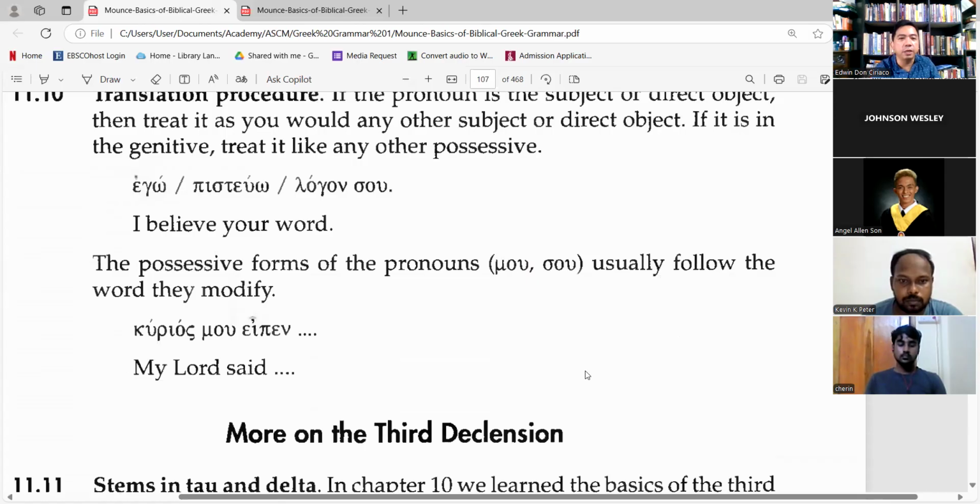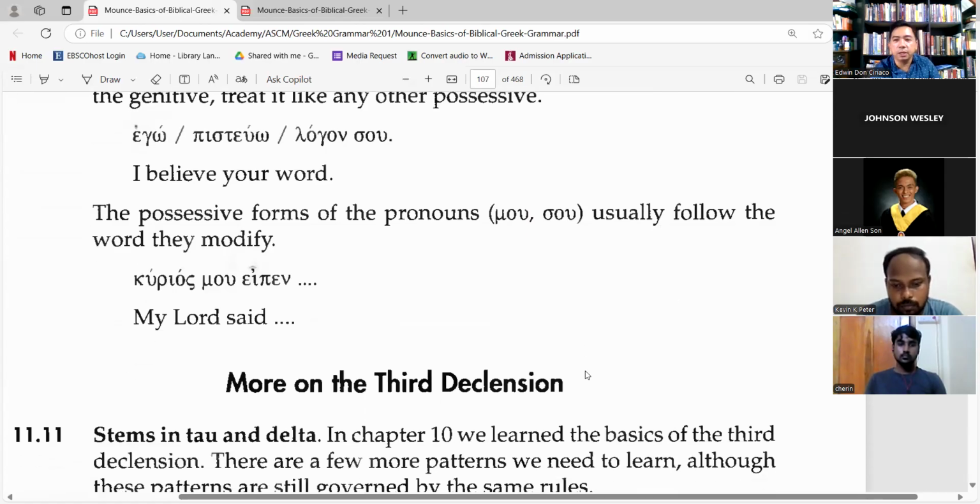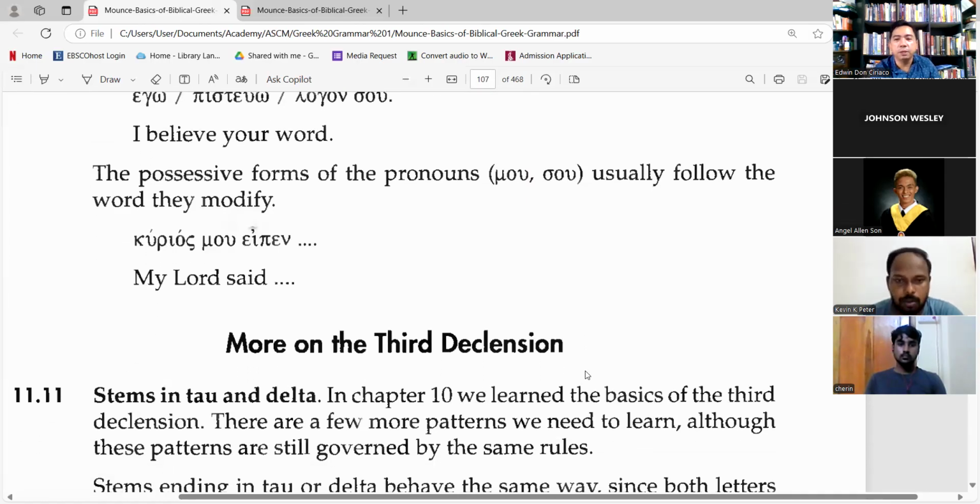So we've seen here ego. Try this one: kurie mou, apephan. Good. Kurie mou, so we know that kurie is nominative, and then mou is a first person possessive pronoun. So it's my lord. And then the next word is a verb.